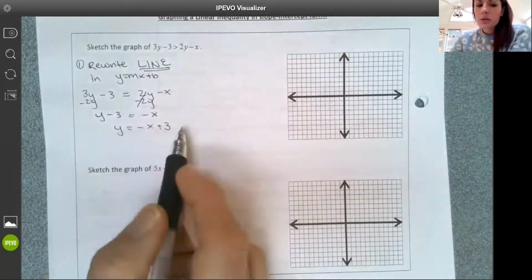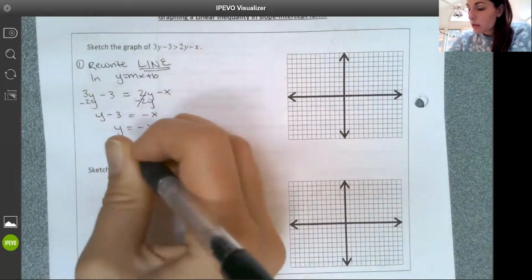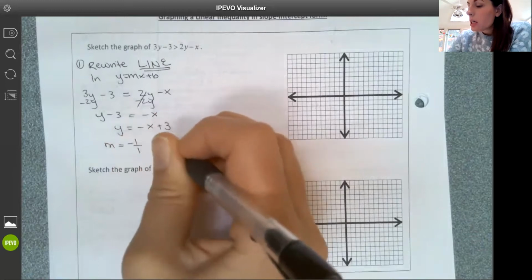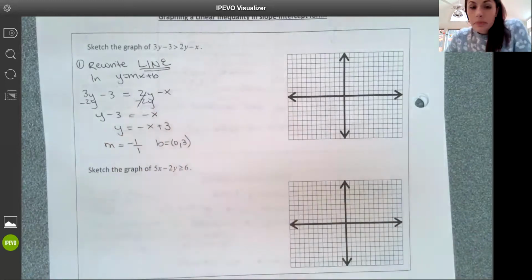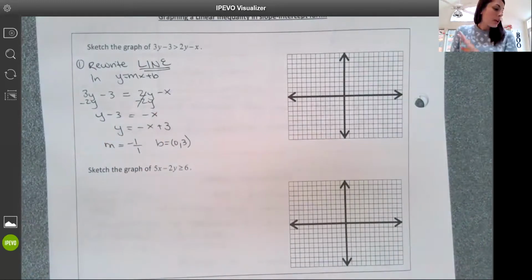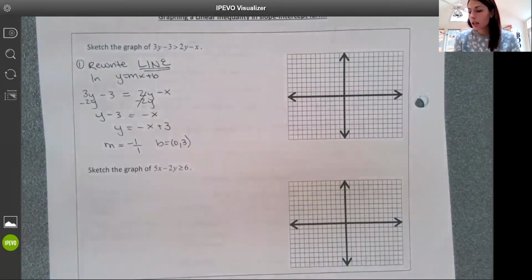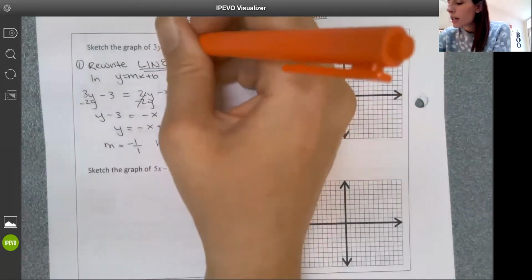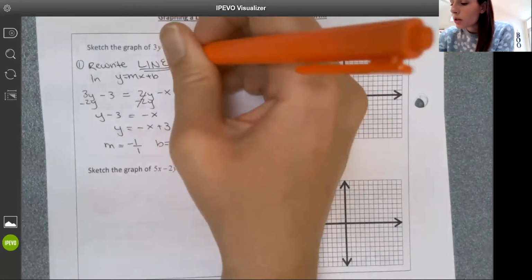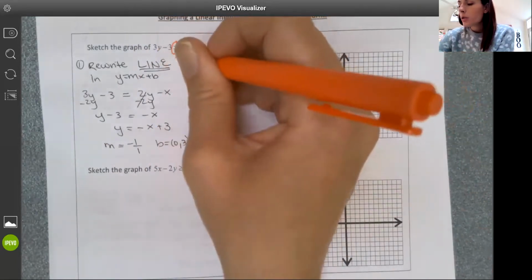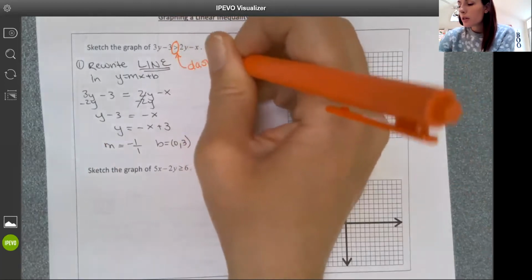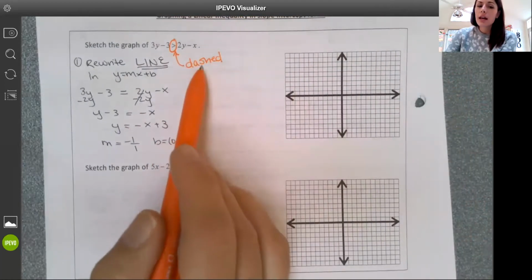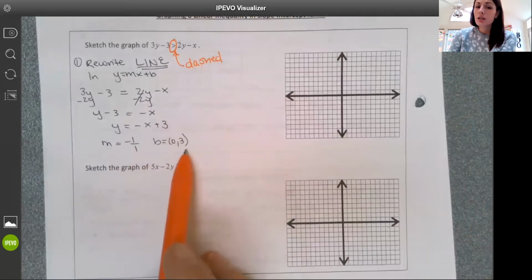Okay, so here's my boundary line. It's going to have a slope of -1 and a y-intercept at (0, 3). Now, before you go crazy graphing this, we need to think about the fact that it's an inequality. Because it's an inequality, I need to look at the inequality sign and say, oh, because it's just greater than, when I draw this line, it should be a dashed line.